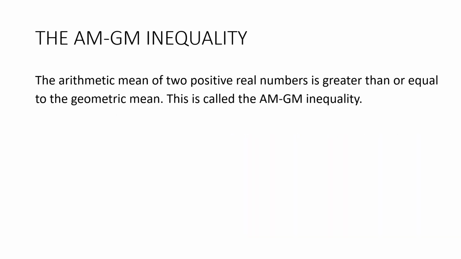Now the arithmetic mean of two positive real numbers is greater than or equal to the geometric mean, and this is called the AM-GM inequality.